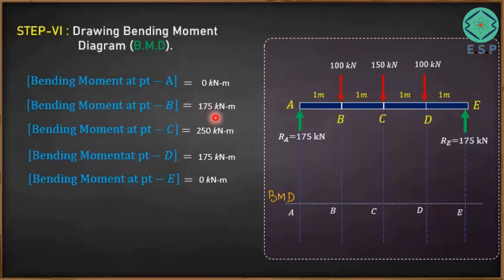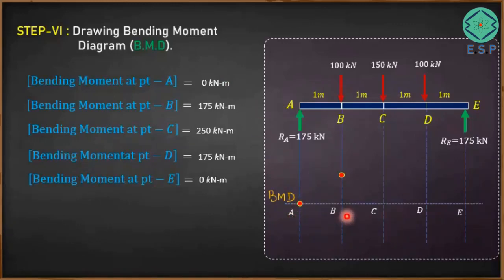So we got bending moment at point A as 0 kilonewton meter, bending moment at point B is 175 kilonewton meter, bending moment at point C is 250, bending moment at point D is 175, and last bending moment at point E is 0 kilonewton meter. So we have all these values of bending moments at the respective points of the beam. So we shall now be representing these values of bending moments on these vertical lines. So if you see, bending moment at point A is 0 kilonewton meter, so I have shown that by this particular dot. So this represents 0 kilonewton meter.